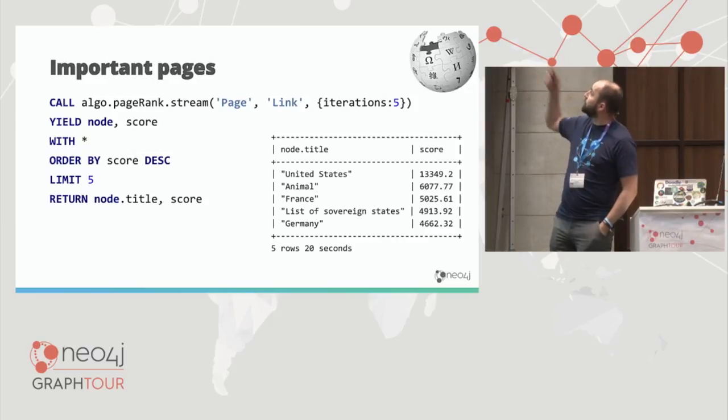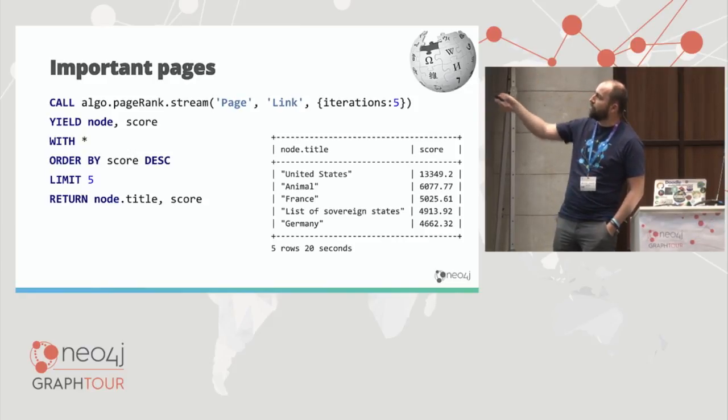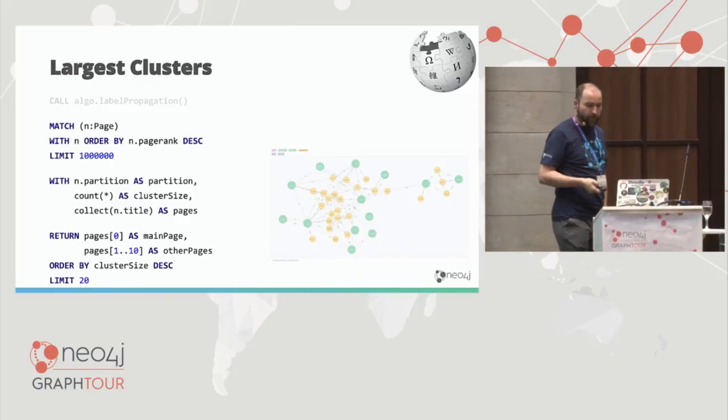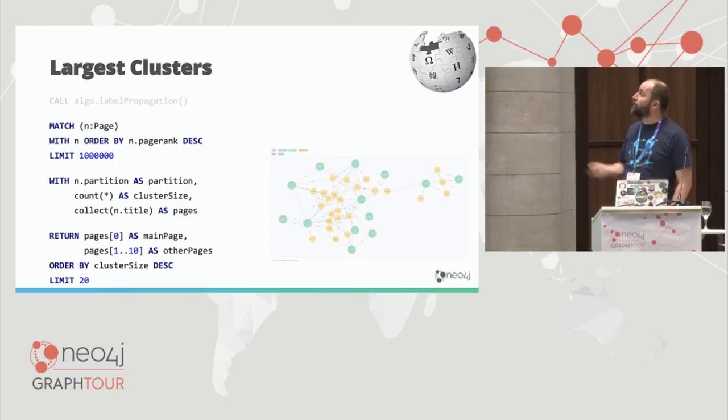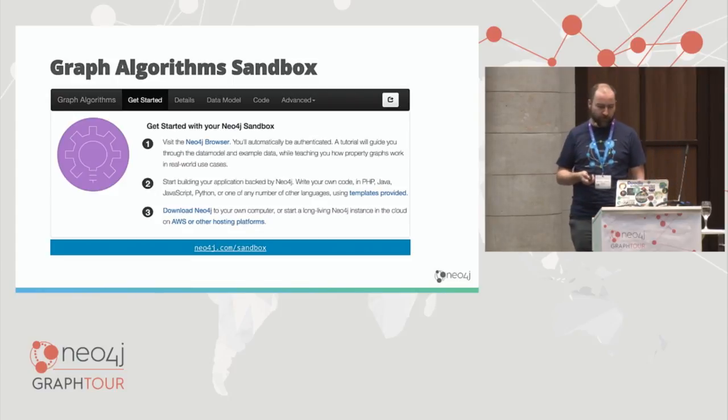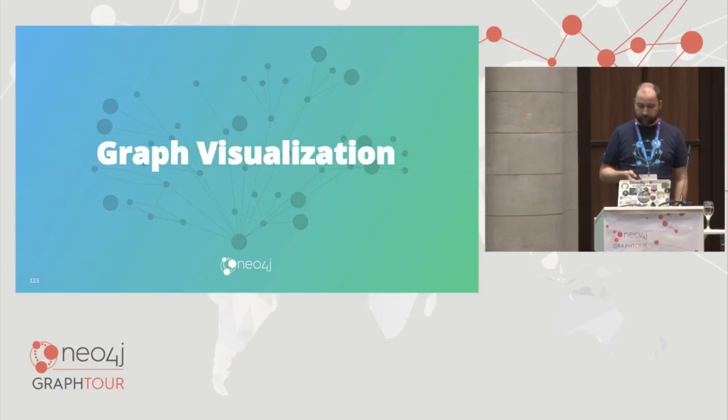And here we stream back the top N results. I think the thing that takes longest is the sorting in Cypher afterwards. And we can also identify clusters in DBpedia and then visualize them, for instance, in the Neo4j browser as well. There's also a sandbox that comes with graph algorithms installed. So if you want to try it out without installing anything, then you can do that as well.